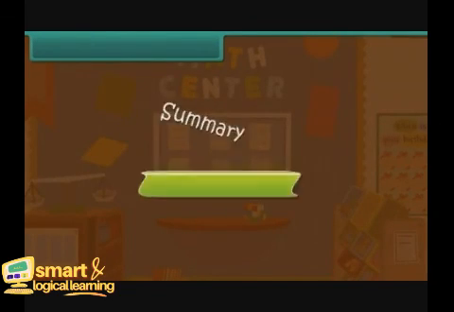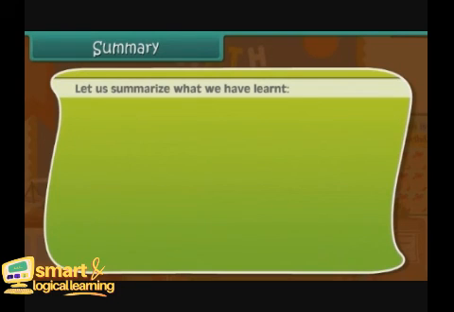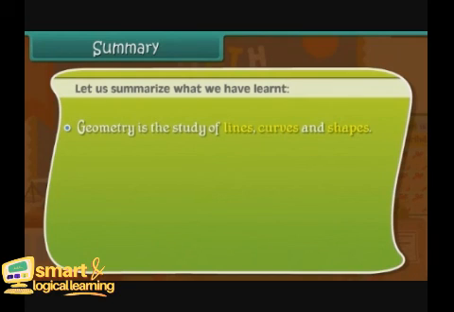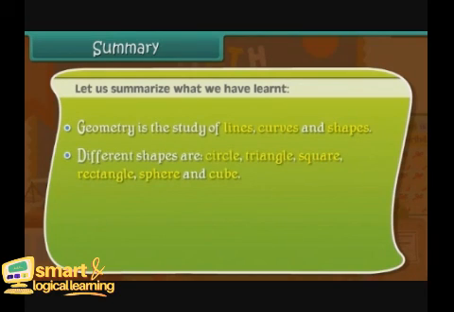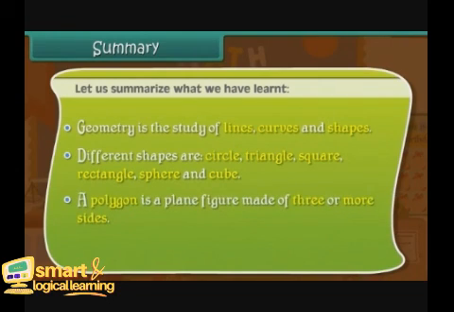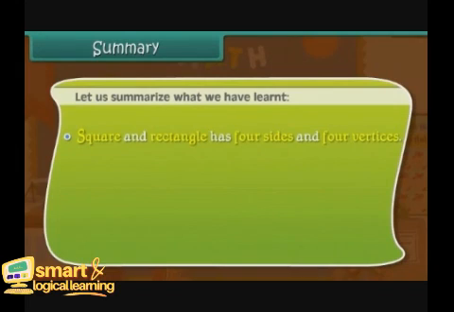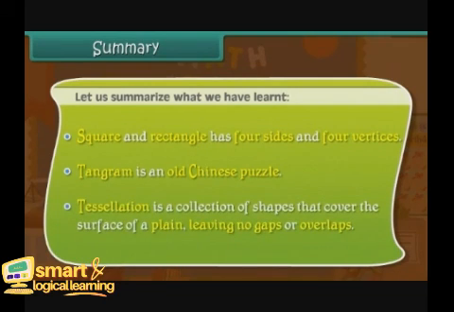Summary. Let us summarize what you have learned. Geometry is the study of lines, curves, and shapes. Different shapes are circle, triangle, square, rectangle, sphere, and cube. A polygon is a plane figure made of 3 or more sides. Triangle has 3 sides and 3 vertices. Square and rectangle have 4 sides and 4 vertices. Tangram is an old Chinese puzzle. Tessellation is a collection of shapes that cover the surface of a plane, leaving no gaps or overlaps.